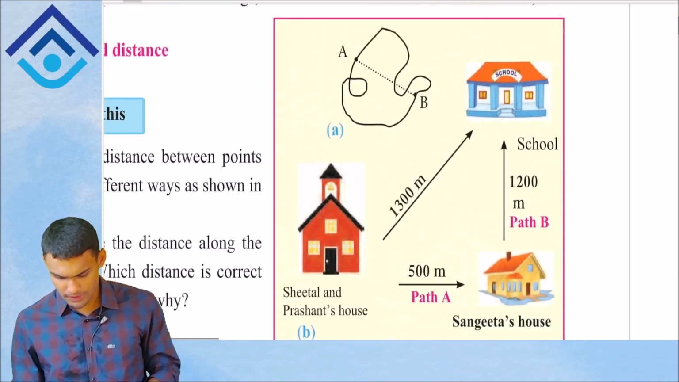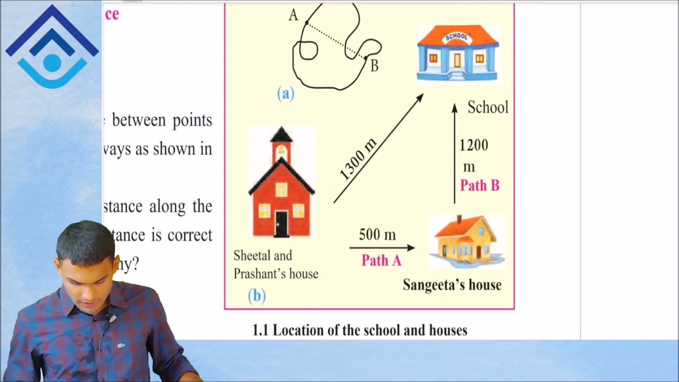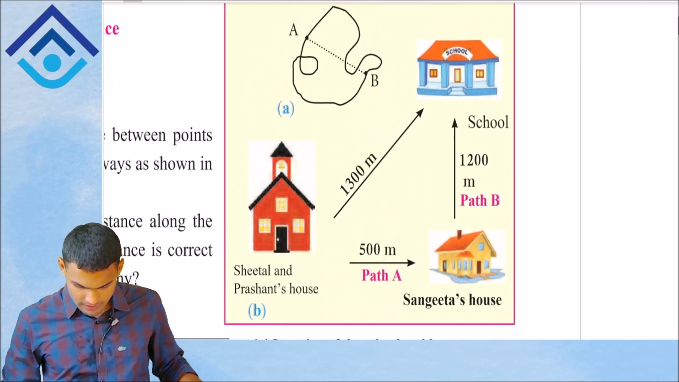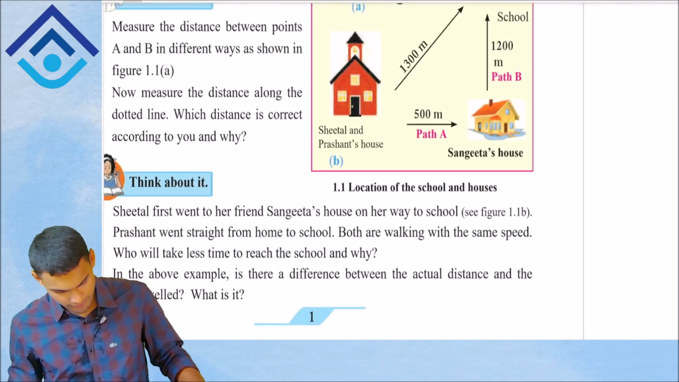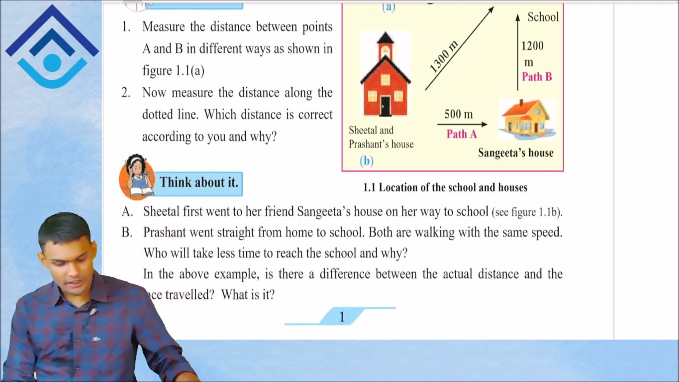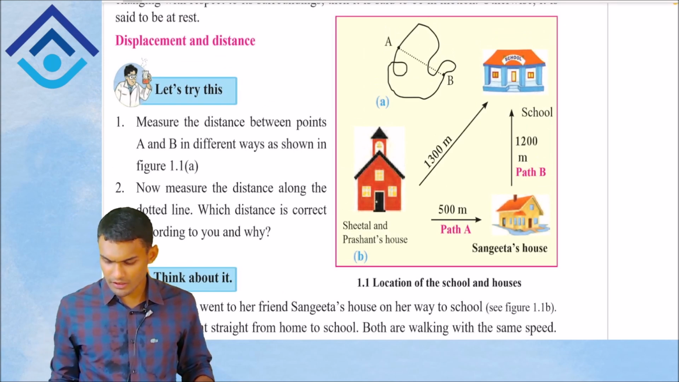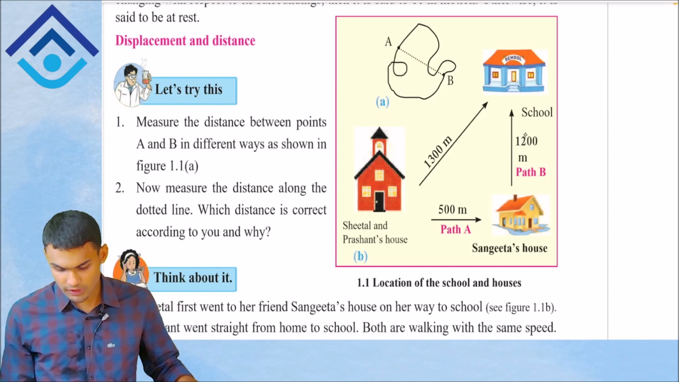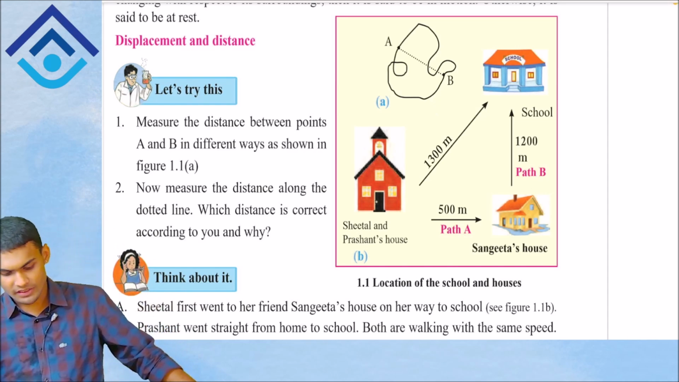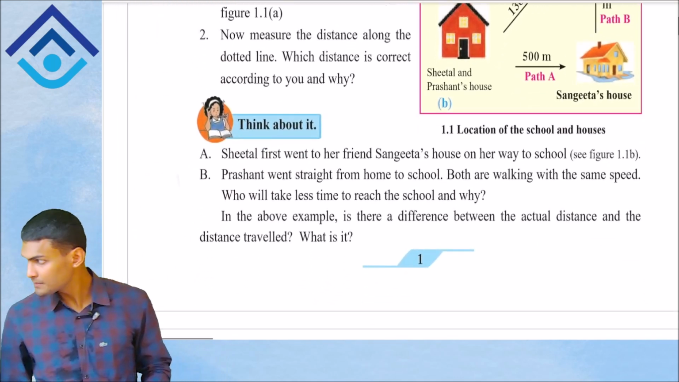Now look at the B part, the second diagram, B1. Sheetal and Prashant's house, and then we have Sangeeta and the school, right? Sheetal has a friend called Sangeeta, and with her she goes. Sheetal first went to her friend Sangeeta's house on her way to school, as you can see. So she traveled 500 meter, and then covers 1200 meter of distance with her friend Sangeeta. They both go to school together.